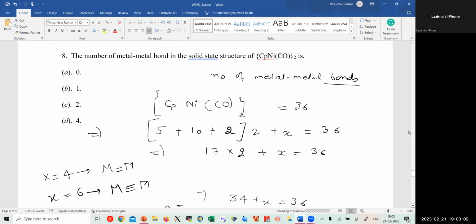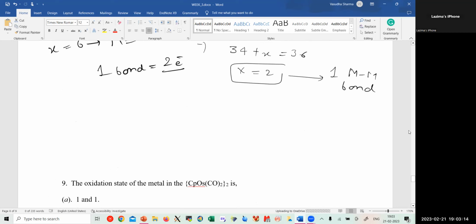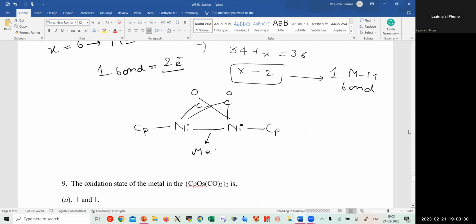And the structure that we have already seen forms a nickel-nickel bond, with Cp on each nickel, and one CO which is bridging. The other CO is also bridging with the nickel. So this is the structure, and this is your metal-metal bond.